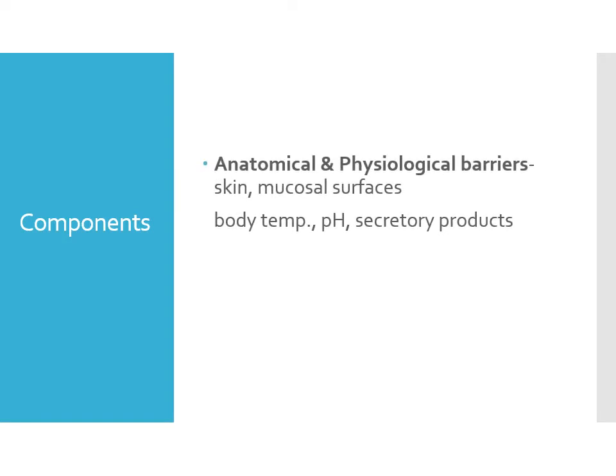Now, what are the components of innate immunity? One is the first barrier, that is, the anatomical or physiological barriers. In anatomical barriers, what all comes? That is your skin, which mechanically stops the entry of any microorganism. Then the skin also produces sebum, and it also kills by the presence of intraepithelial lymphocytes, which can kill these microorganisms.